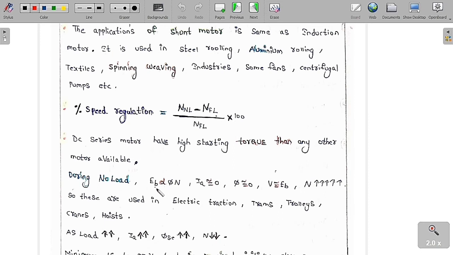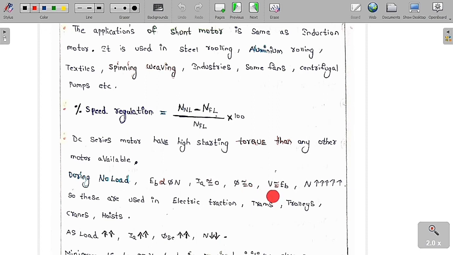I have already told you Eb is directly proportional to flux into speed. At no load condition, the current Ia is nearly equal to 0. So the flux is nearly equal to 0, because phi is directly proportional to Ia in this series motor.